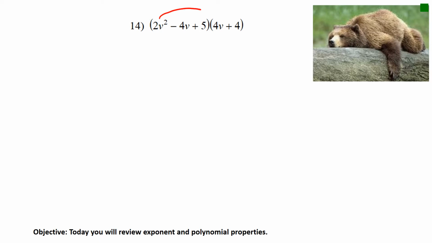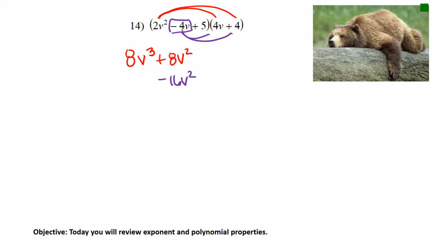So I've got 2v squared times 4v. 2 times 4 is 8. V squared, and v is v to the third. I've got 2v squared times 4. 2 times 4 is 8. V squared is all I've got, so I'm going to put v squared. I've got a negative 4v that I'm going to distribute. Negative 4 times negative 4 is negative 16v squared. Oops, I noticed that's the same as this one, so I'm going to move it down there.